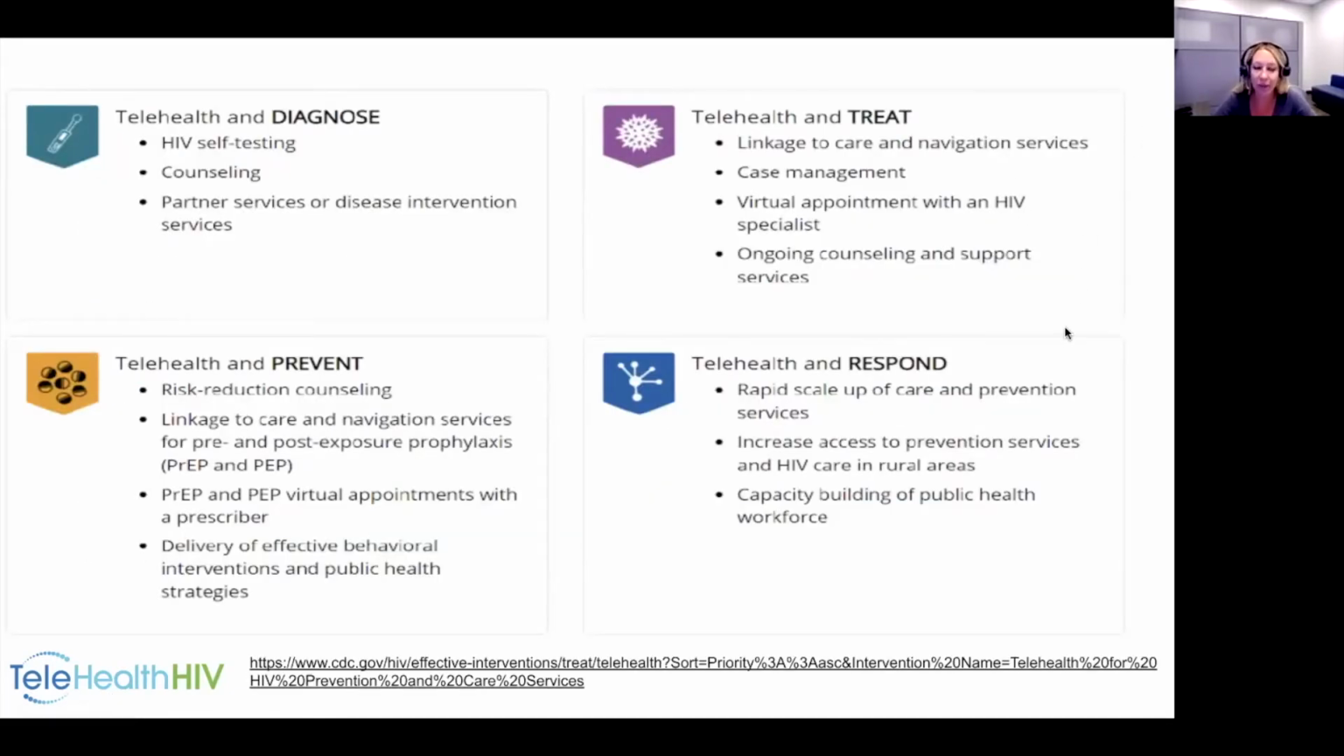So we know that with HIV we can use telehealth for just about anything now. We can use it for diagnosis, for treatment, for prevention, but also for the public health response, so that we can use more scale-up approaches to provide more care for everyone. So it's not just limited to a certain disease state or a certain patient population. Next slide, please.